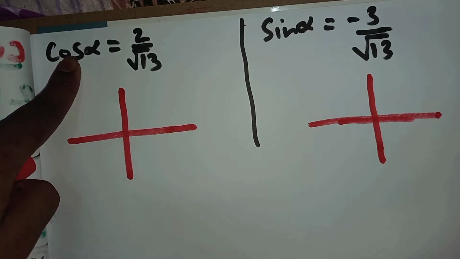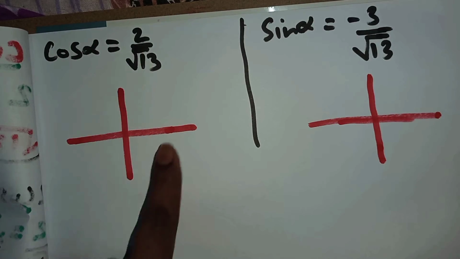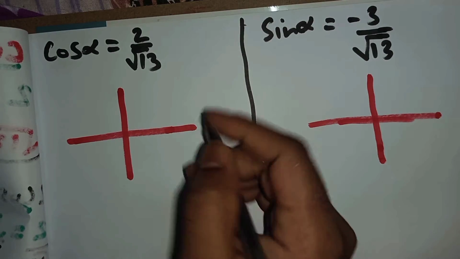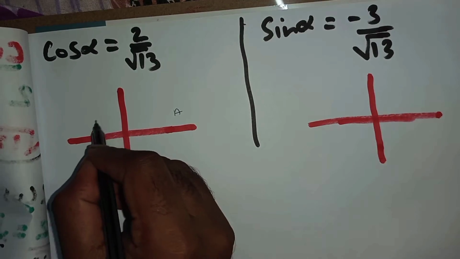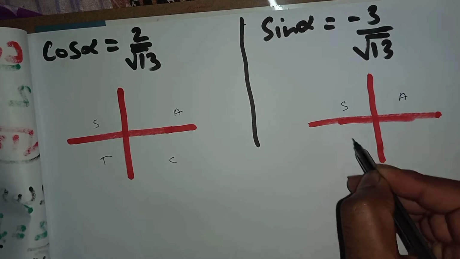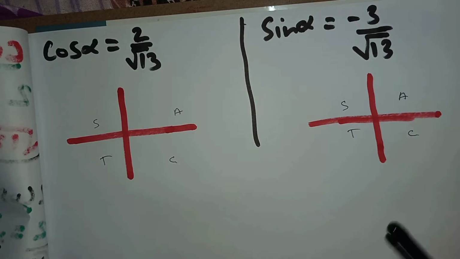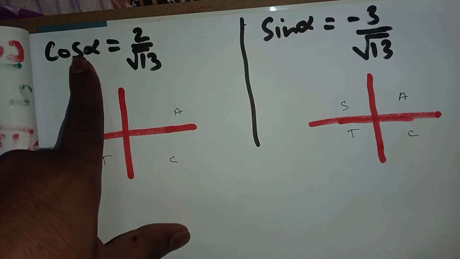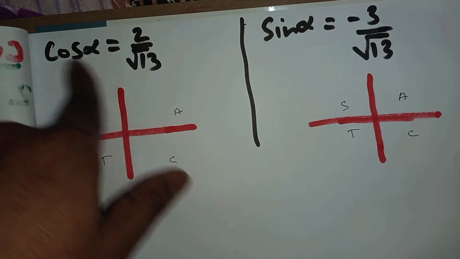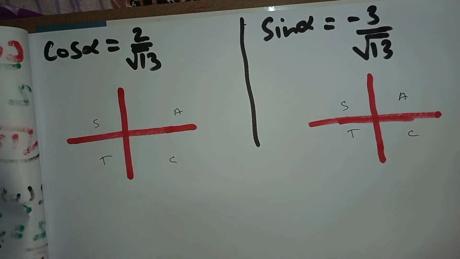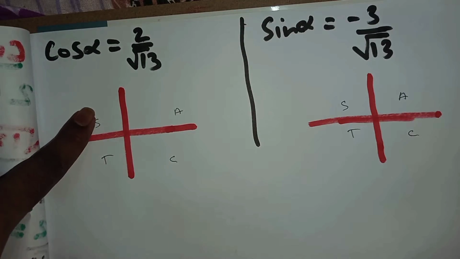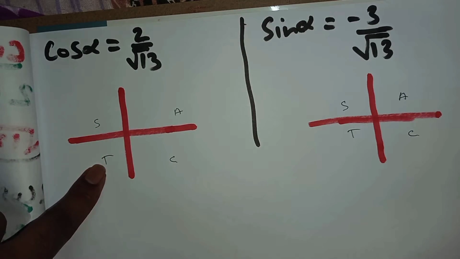Now cos is positive, so all sine, tangent, cosine, right? Let me write with the pen. So all sine, tangent, cosine, here as well all sine, tangent, cosine. Now cos can only be positive. Look, cos is positive here, right? 2 over root 13. So cos is positive. Now cos can be positive in this region and in this region, right? Cos cannot be positive here and here because sine and tangent is positive here.